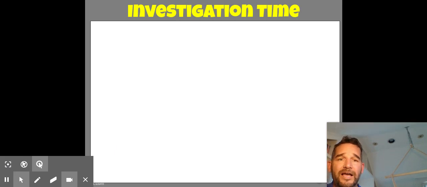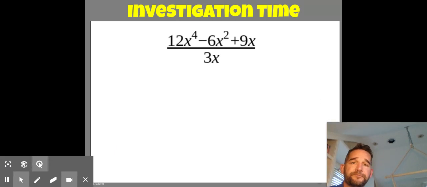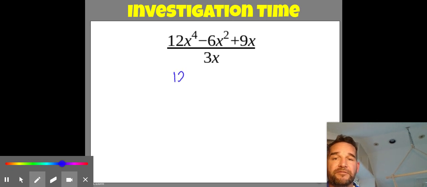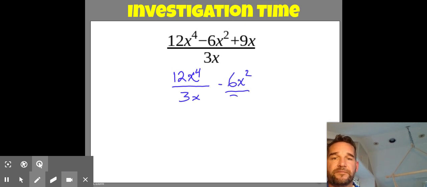Okay, and finally, last but not least, look at this one here. If you remember from a few lessons ago, we did the distributive property of division, which means if you have a whole polynomial, a whole expression on top, it needs to be divided. Each part gets divided by what's on the bottom. So really, if I wanted to, I could separate this one out and do my distributive property of division. So 12x to the fourth divided by 3x, -6x squared divided by 3x, and positive 9x divided by 3x.